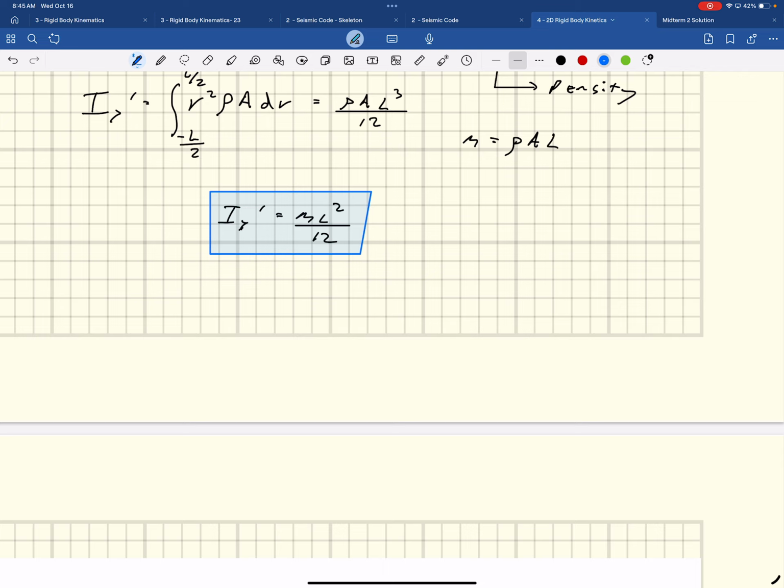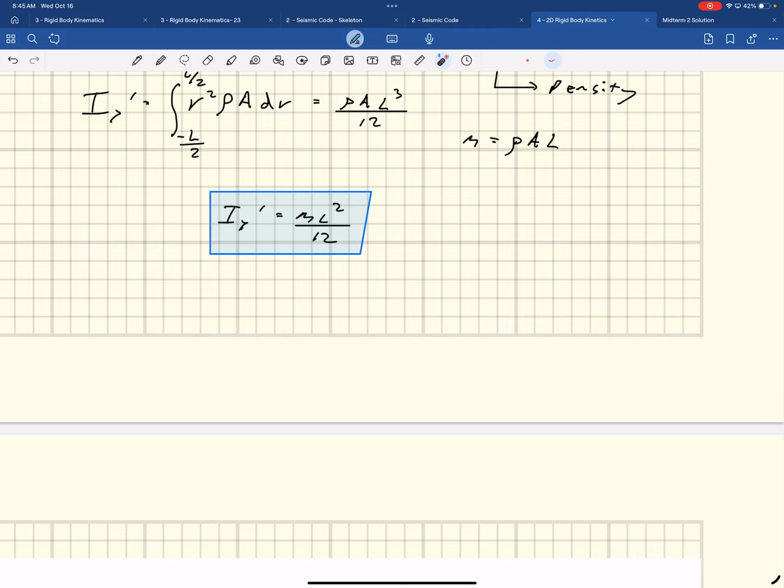mL squared. Very familiar, right? Like I said, it's going to be confusing as hell if you're first learning this stuff, because what's the equation you use for a rectangle, the area moment of inertia? Yeah, it's bh cubed over 12. Well, this is very similar to that. This is mL squared over 12, so there's your mass and there's your distance squared right there. So that's the Iy prime.